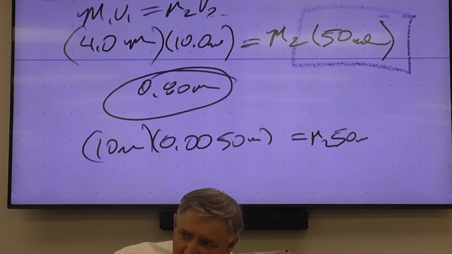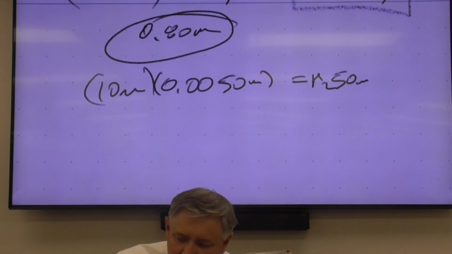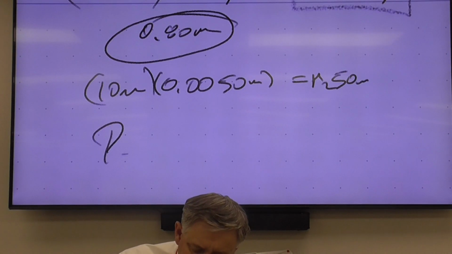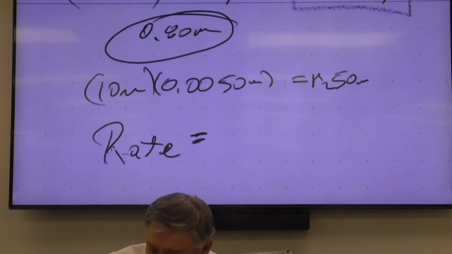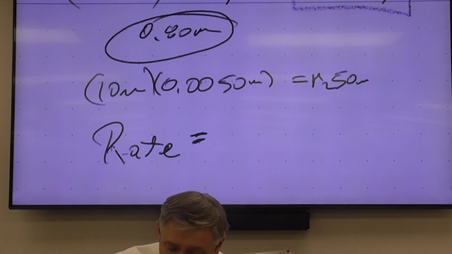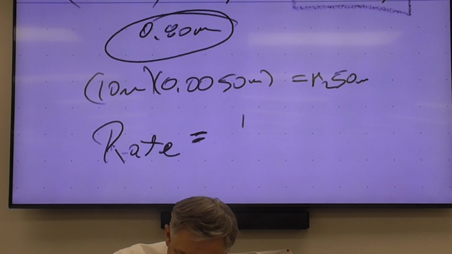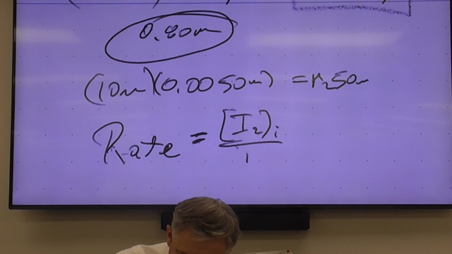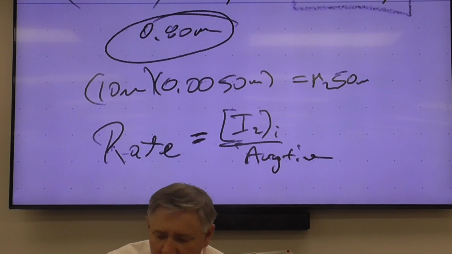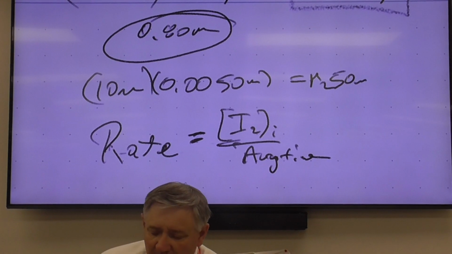Now, here is where the magic is going to happen. To calculate the rate, here's what we're going to do. This is down there in the middle column on page 4, where the rate equals your I2 concentration initial divided by your average time.